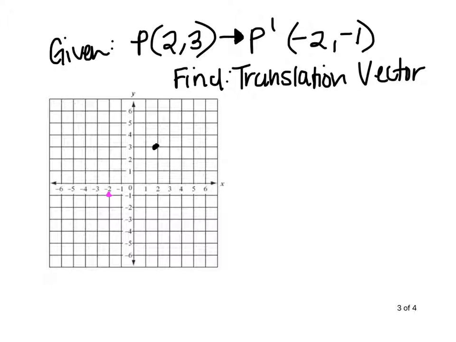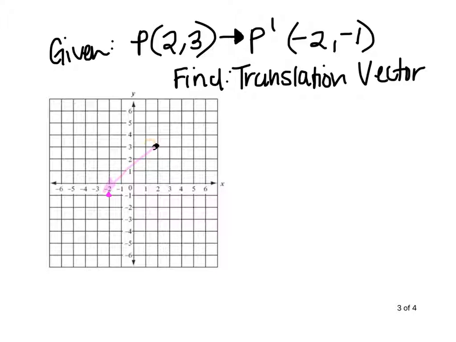When we find our translation vector, we're going to go from the pre-image to the image. That translation vector is what we're trying to find here. So I would draw the arrow going from your pre-image to your image. That's a terrible drawing, but we'll go with it. Then we just need to find our horizontal change and our vertical. So let's start with our horizontal.